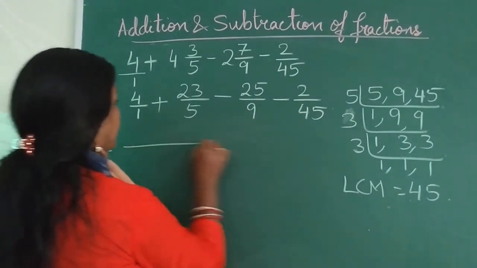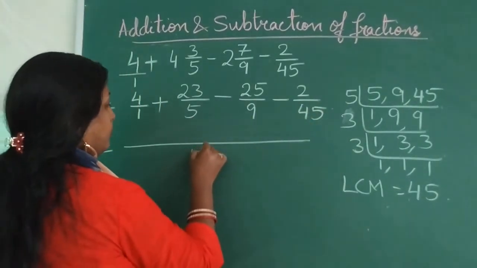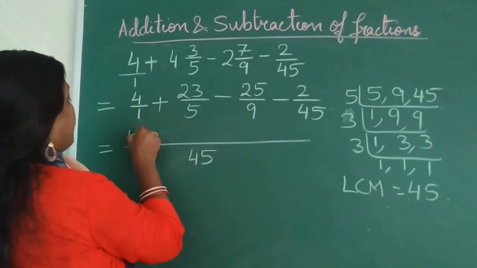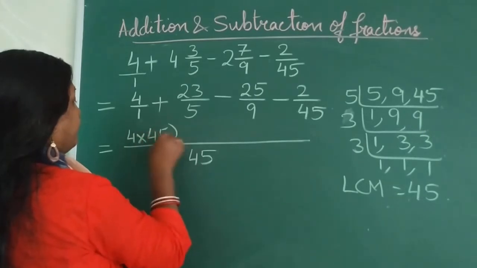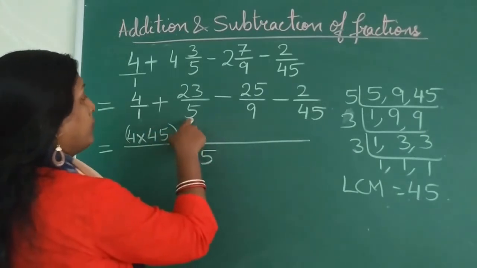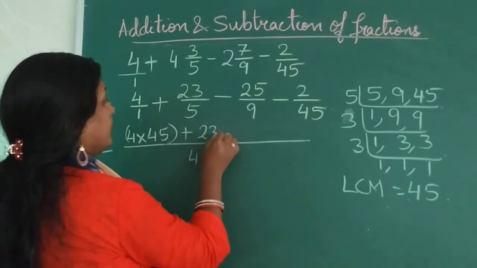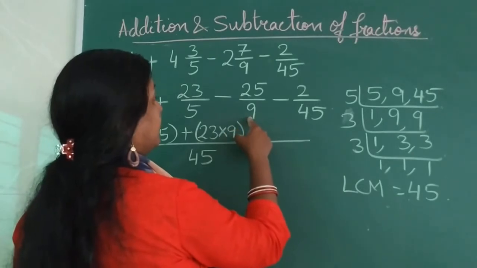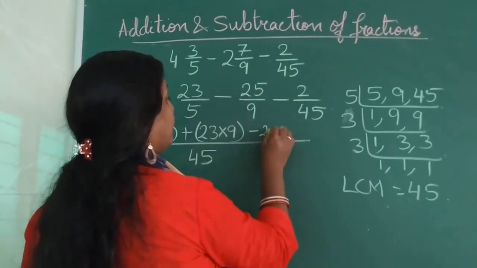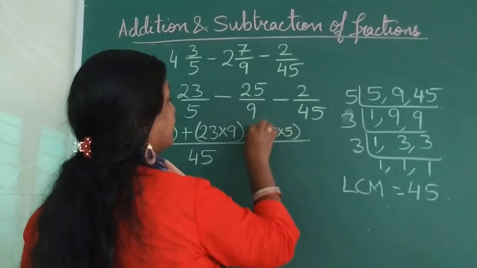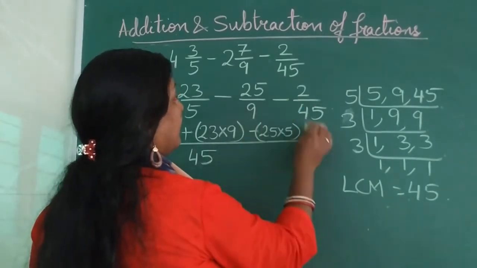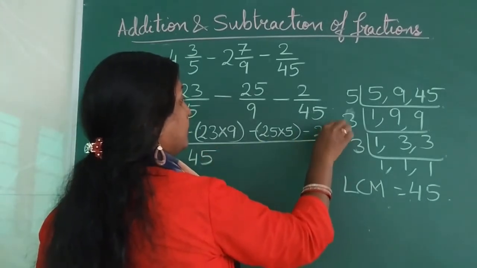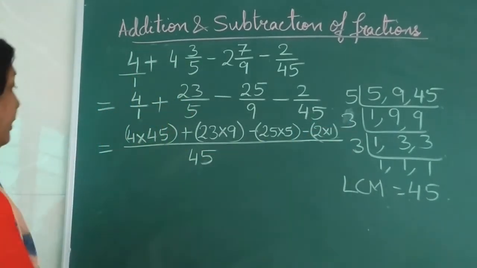So let us write down the denominator. 45. 45 divided by 1 gives you 45, so it will be 4 into 45. Plus 45 divided by 5 will give you 9, so 23 into 9. Minus 45 by 9 gives you 5, so 5 into 25. Again minus sign here. 45 divided by 45 gives you 1. So 2 into 1. Okay.